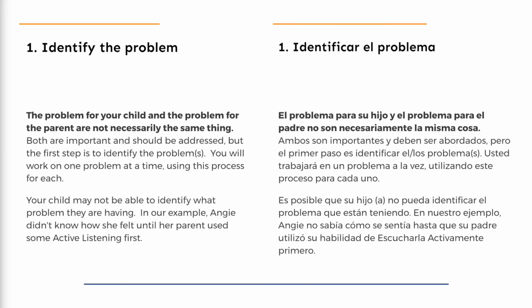Step 1, identify the problem. The problem for your child and the problem for the parent are not necessarily the same thing. Both are important and should be addressed, but the first step is to identify the problem or problems. You will work on one problem at a time using this process for each. Your child may not be able to identify what problem they're having. In our example, Angie didn't know how she felt until her parent used some active listening first.